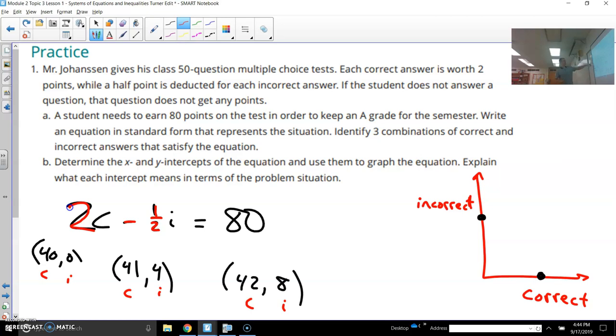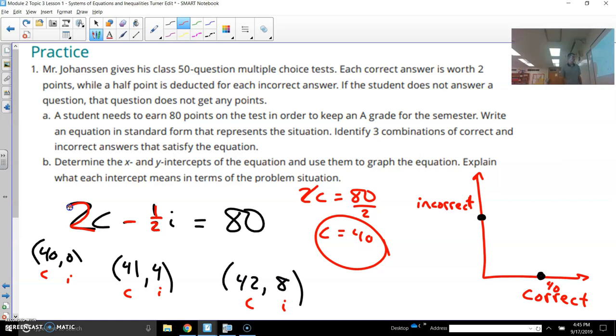Now part B says determine the x and y intercepts. And so to do that, I want to basically plug in 0 for the opposite letter. So I'll start with saying 2c equals 80. Basically just for a moment plugging in 0 for I. So 1/2 times 0 is 0. And so I'm going to divide by 2 to figure out one of my intercepts would be here at 40.